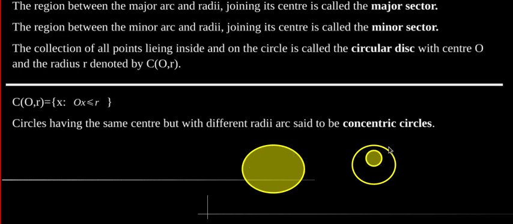So this is only circle. This is called circular disc. So circular disc means the collection of points inside as well as the points on the circle. This circular disc can be denoted by C of O, R. Here O is the center and R the radius. Circular disc with the center O and the radius R.